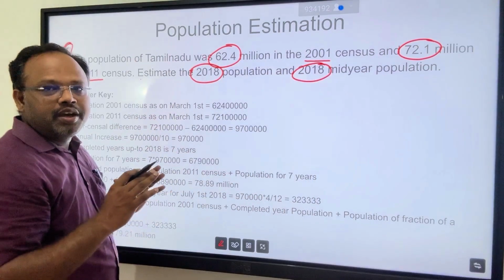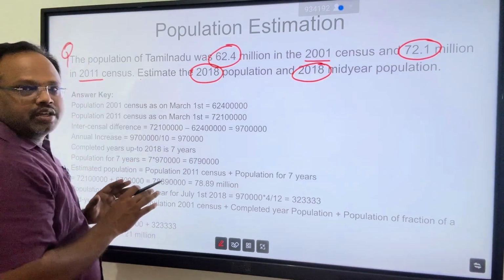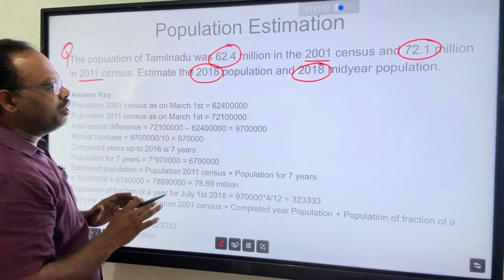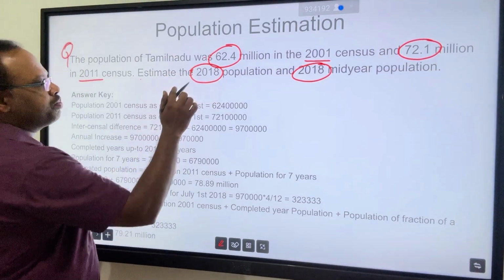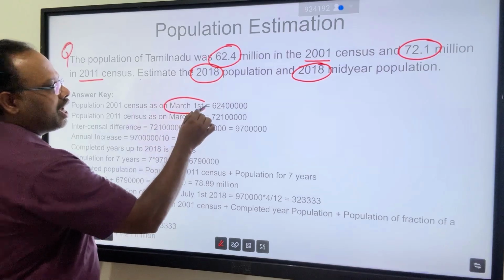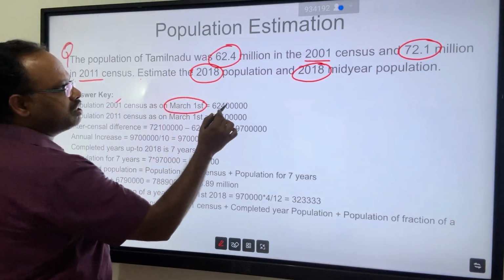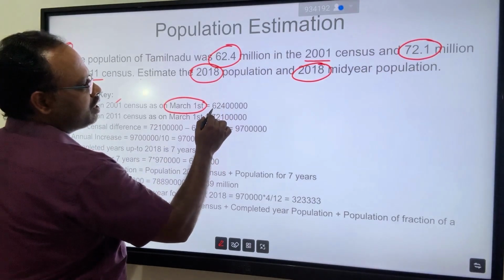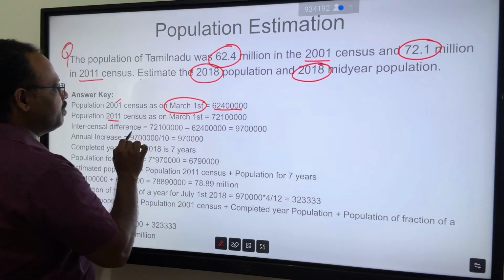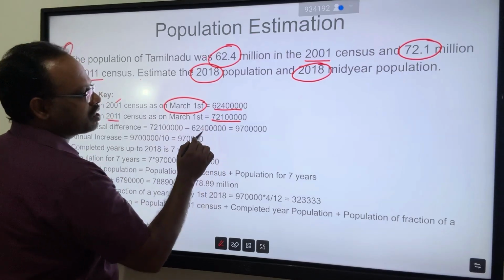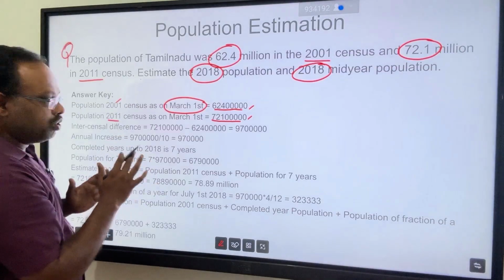I would say in community medicine problems, this will be the simplest calculation that you can get. So what we need to do here is understand the fact that the census population is calculated as per the March 1st data usually. So for 2001 March 1st, the data given here is 6 crore 24 lakhs, and as per the 2011 census, it has risen to 7.21 crore here. This is what is given in the question.